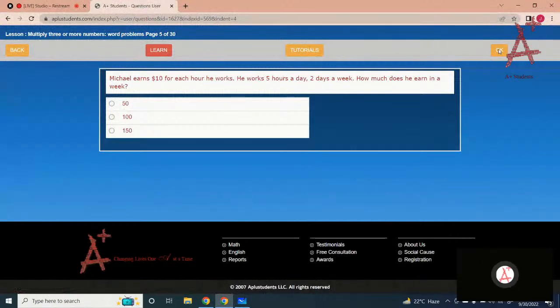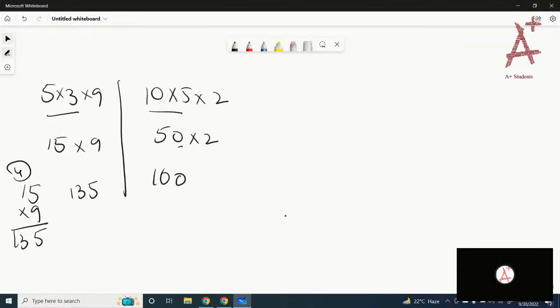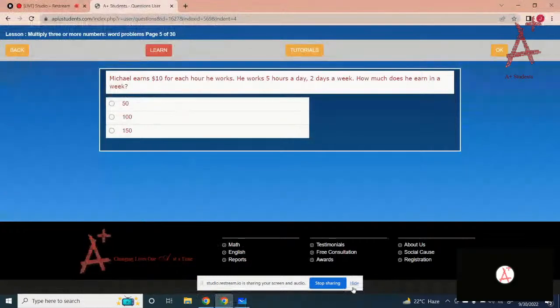Michael earns $10 for each hour he works. He works 5 hours a day, 2 days a week. How much does he earn in a week? So what you have to do? You have to do 10 times 5 times 2. Got it? So 10 times 5 is 50 and 50 times 2 is, 2 times 5 is 10, then add the 0. It would be 100. Got it? So select the correct option and then click on the OK button.